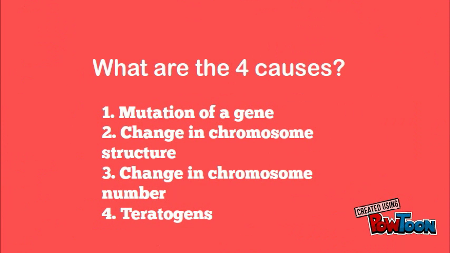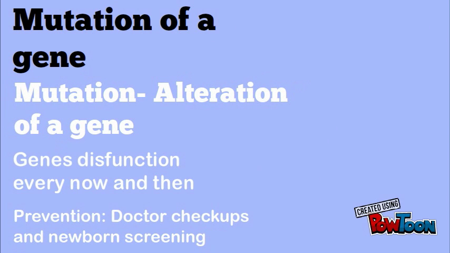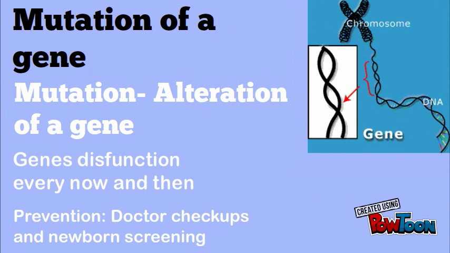1, the mutation of a gene, 2, the change in chromosome structure, 3, the change in the number of chromosomes, and 4, something called teratogens, which you will learn later on. So the first type is a mutation of a gene, and a mutation is an alteration of the gene, and this can be prevented by doctor checkups and newborn screenings.